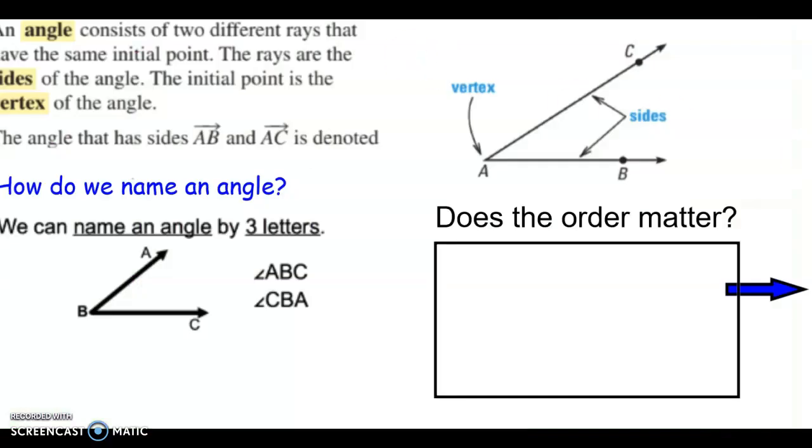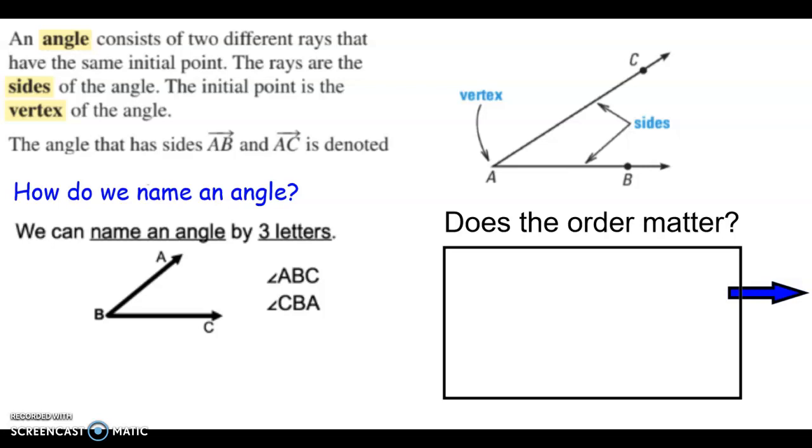An angle consists of two different rays that have the same initial point. The rays are the sides of the angle. The initial point is the vertex of the angle. The angle has sides AB and AC.